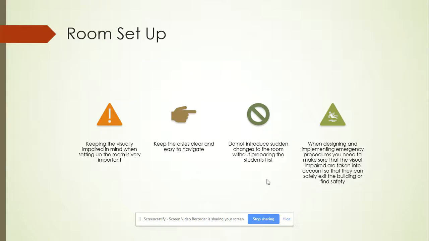So another thing to keep in consideration when you have a visually impaired student is how you set up the room. You need to keep the visually impaired student in mind when setting up the room. You need to keep aisles, desks clear and easy to navigate. You don't want to introduce any sudden changes to the room without preparing the student first. And also you need to take them into account when you are designing emergency procedures such as tornado drills, fire drills, so that they can safely exit the building or find safety in the emergency situation.